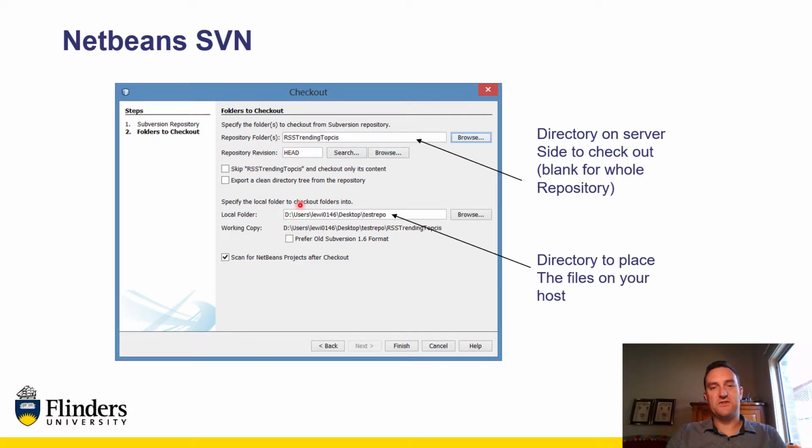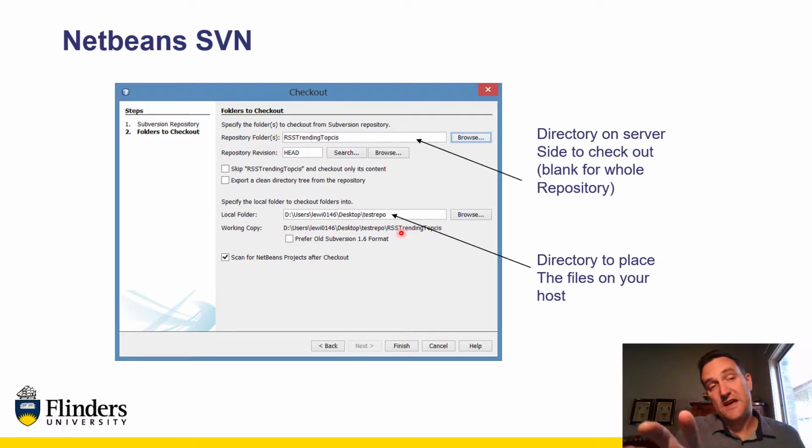And we say where we want to export that to, or where we want to have our working copy of it. So it's not exporting, where we're checking out. So it's going to check out to our working copy here. So this is the folder, and then this is where it'll put it into here.